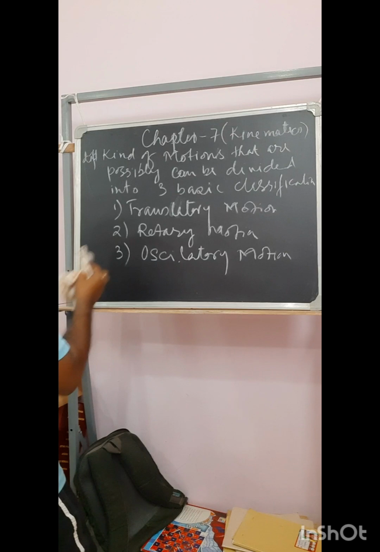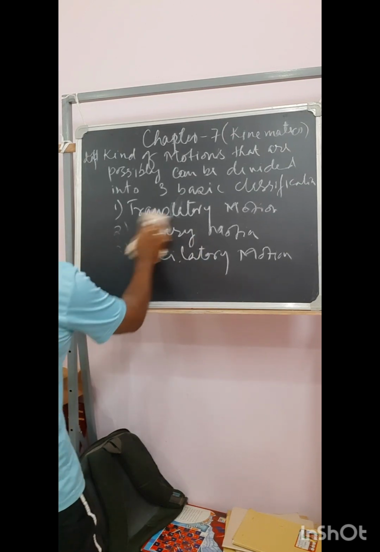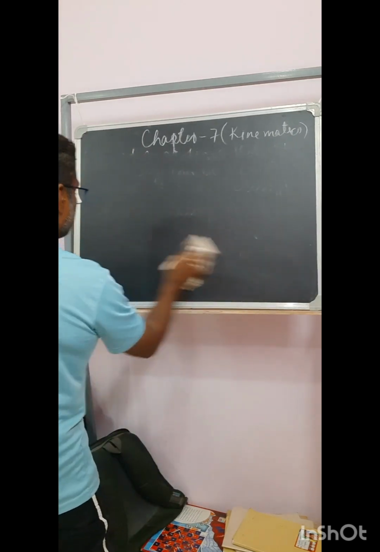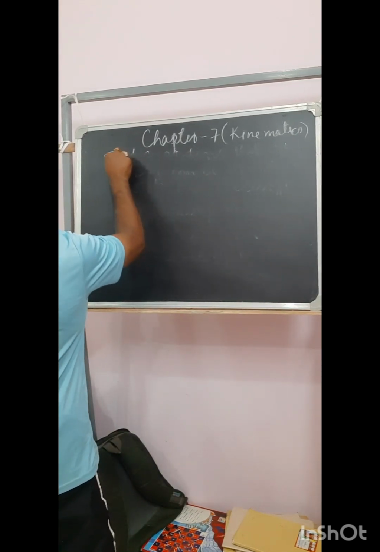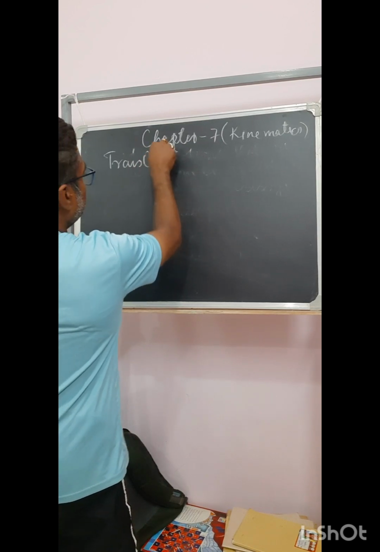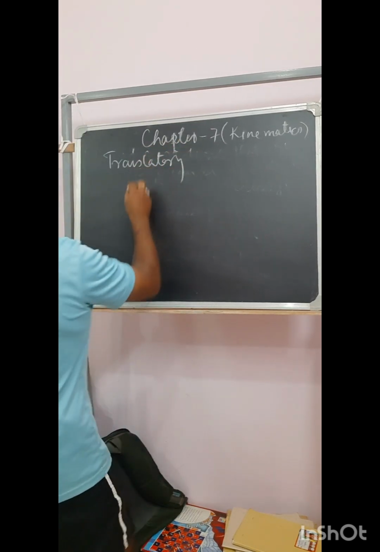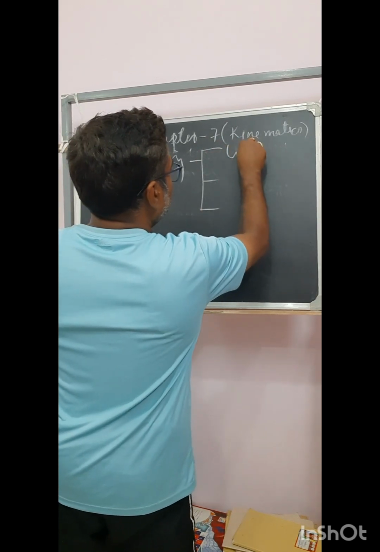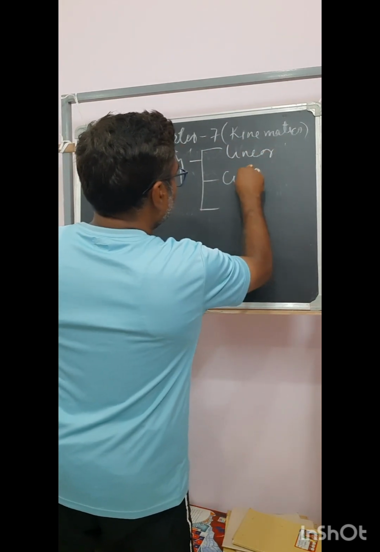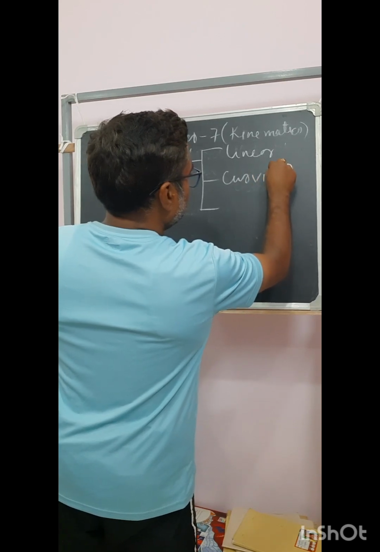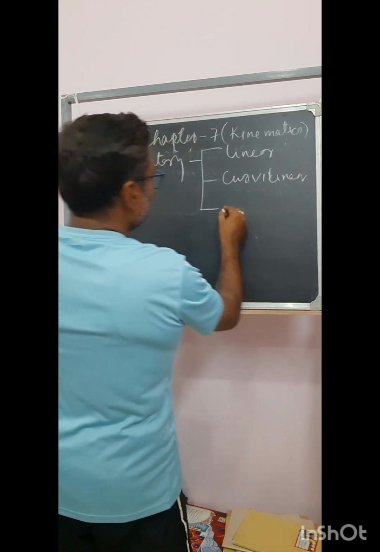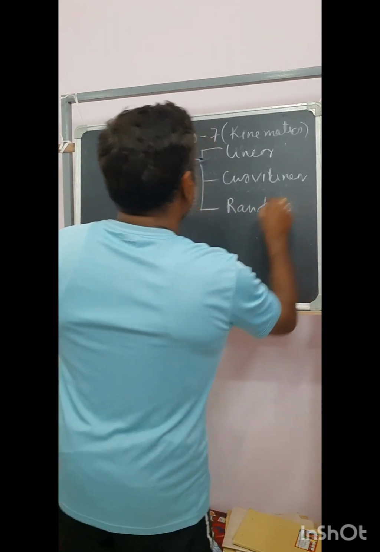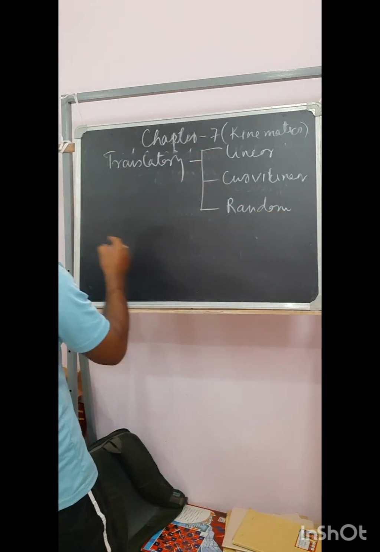One by one I will bring them to you. First one is translatory motion. Translatory motion can again be classified into three parts: one is linear, the other one is curvilinear, and the third is random. Okay, so first one is linear.